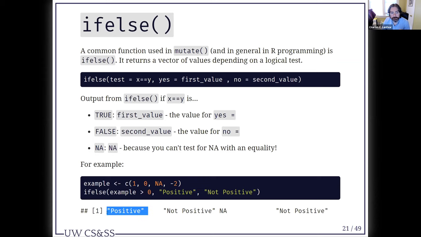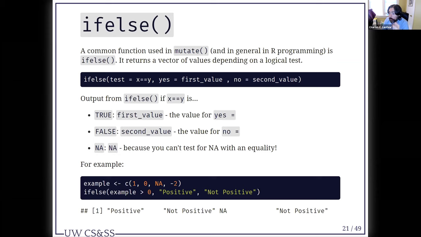So we return positive. Then it says, is 0 greater than 0? False. So it returns not positive. Is a missing value greater than 0? Well, it's missing, so I can't do the test, so it returns a missing value. If you use an NA in any kind of logical test, it returns an NA because you can't test against a missing value. And then it looks at negative 2. Is negative 2 greater than 0? It's not, so it returns not positive. So what ifelse is doing is running down all of this vector, doing this test one element at a time. Anytime it's true, it returns this. Anytime it's false, it does this.